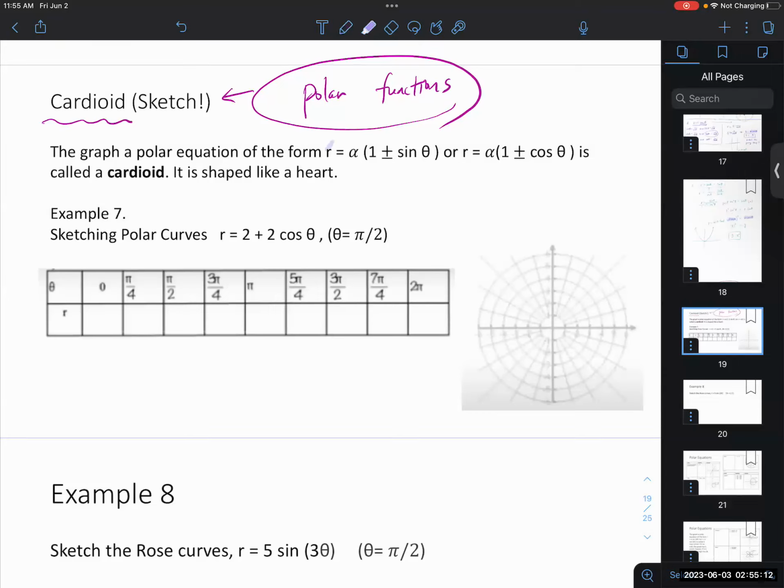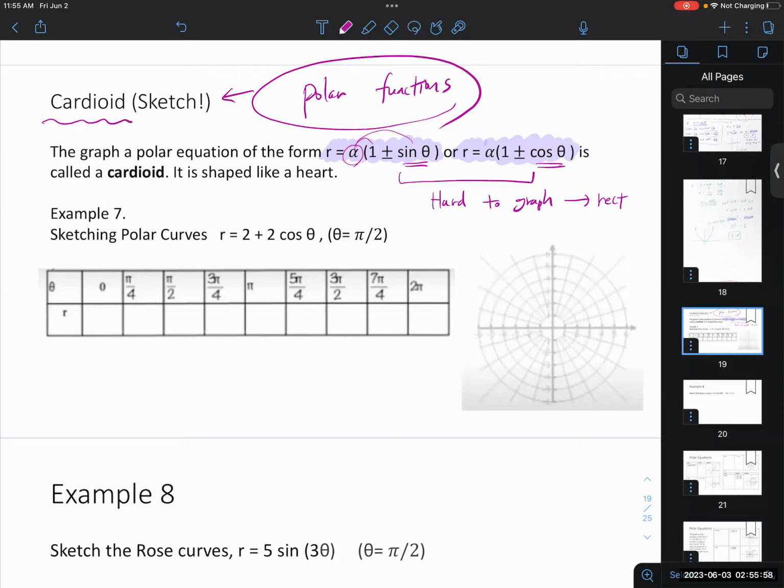Cardioid, if you remember, they have R and theta, correct? So R equal to whatever number times 1 plus minus a sine theta, or R equal to a constant times 1 plus minus cosine. We call this a cardioid shape, or it's a part of the polar function. It's hard to graph it, okay? And then also it's going to be complicated to convert it to rectangular because we have a distributive property.